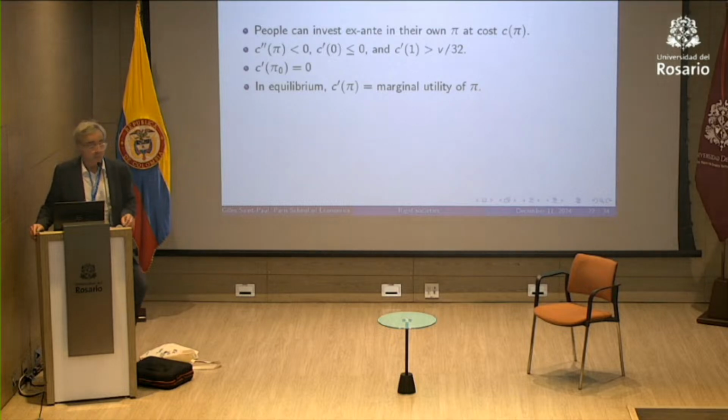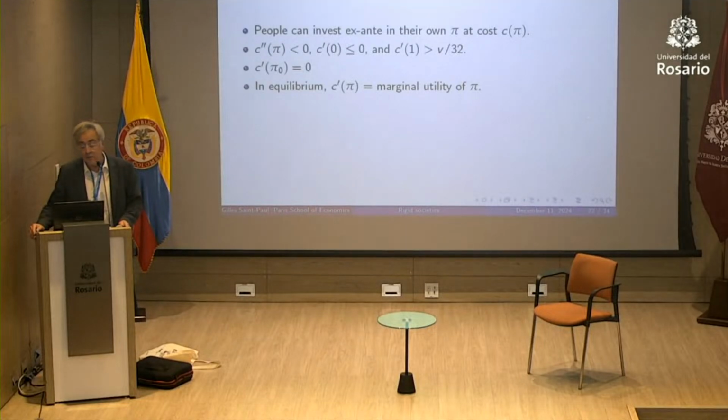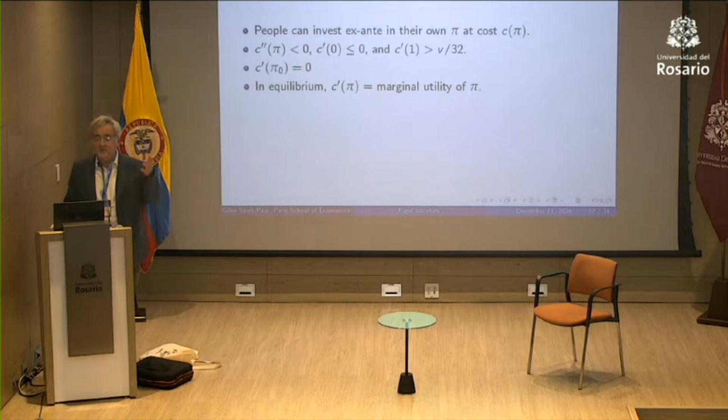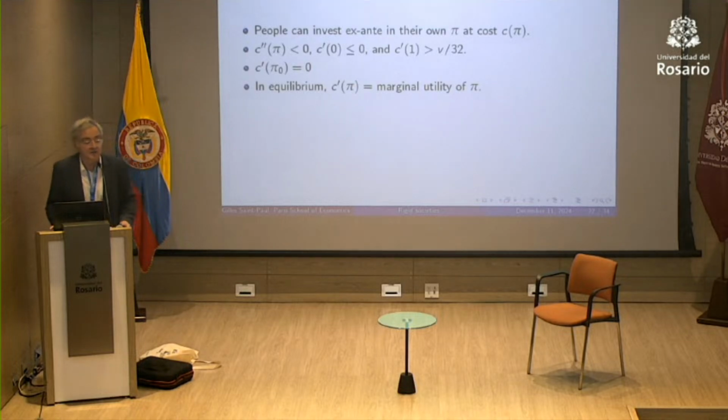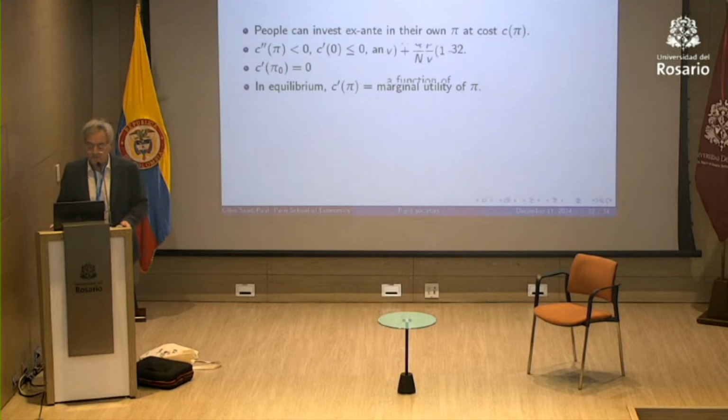If markets are regulated, then I'm going to go beyond this. I'm going to go to the point where C prime is equal to the marginal utility of pi, and therefore I am going to have dinner with people whom I don't like. Okay, because they are useful to me. I wrote this paper because I realized I was seeing plenty of people I didn't like, and I asked myself, why is it the case?